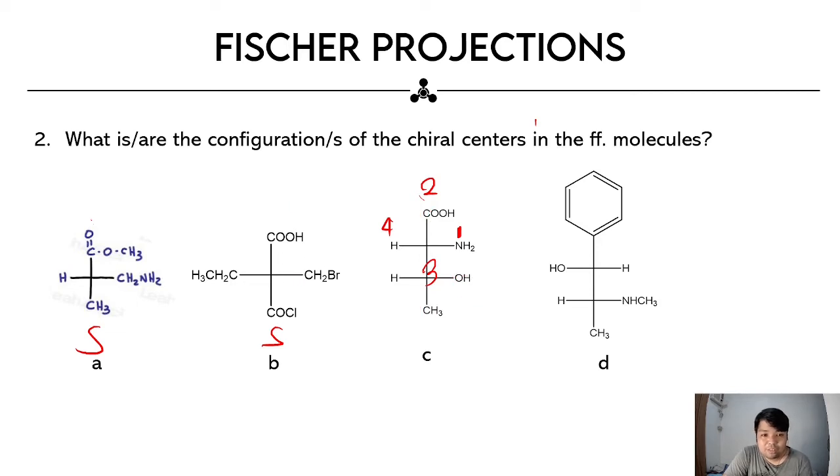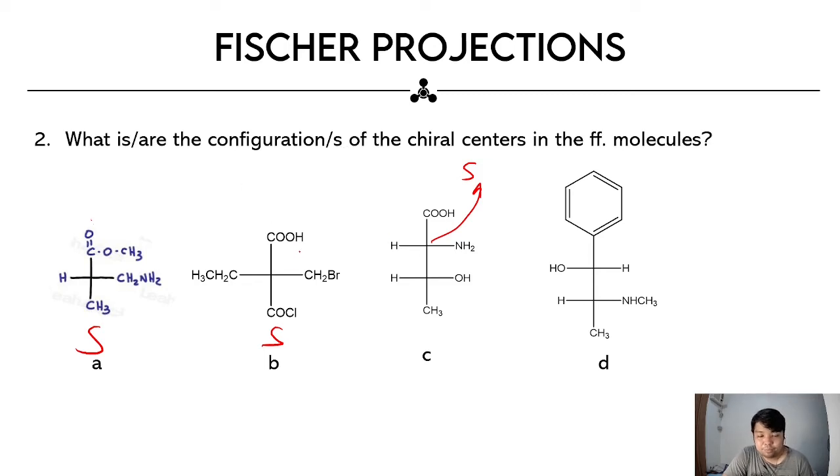So we use the same trick. Before the flip, the movement is R. When you flip it, since the lowest priority substituent is not at the back, you flip the molecule to move it at the back. So the configuration will also flip. From R, it will become S. Therefore, the actual configuration of this chiral center is actually S.